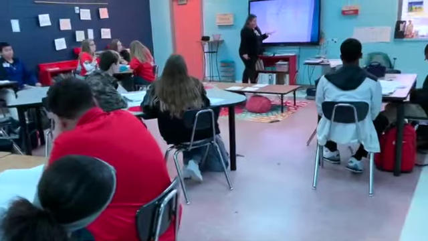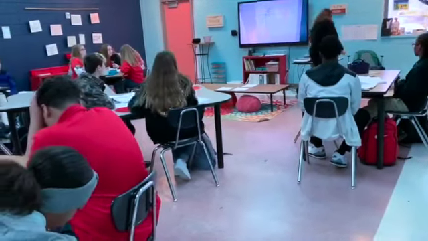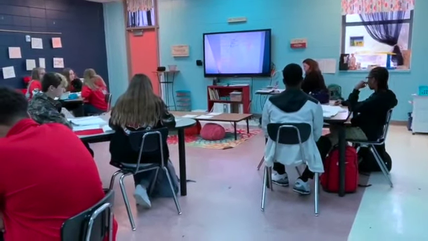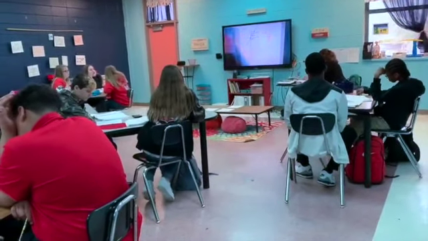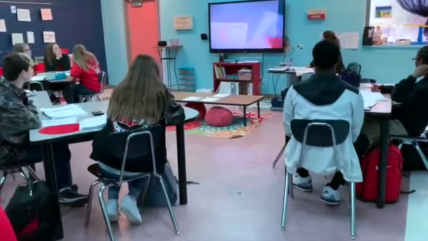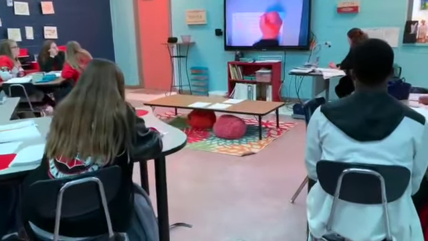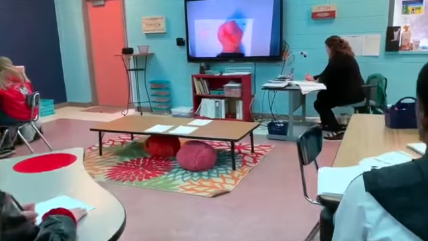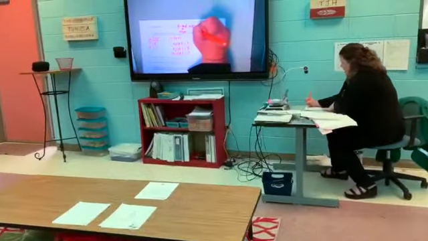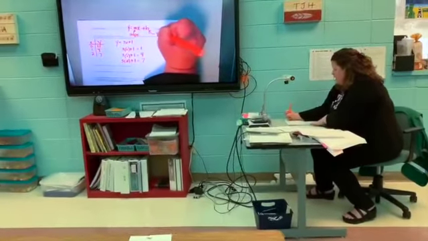I also want to make sure that when students are learning, I make their learning relevant by connecting it to something they know. y equals mx plus b, where m is actually the slope, and we call b the y-intercept.